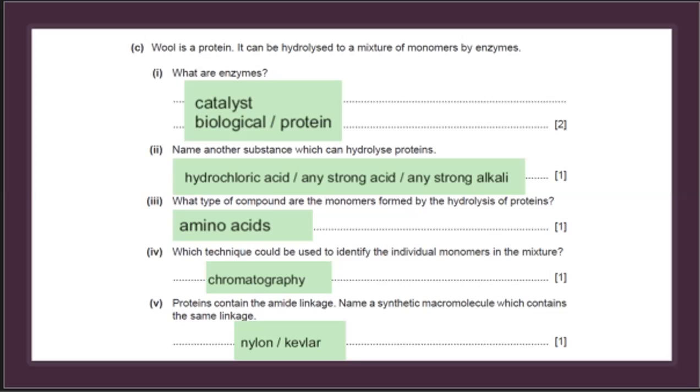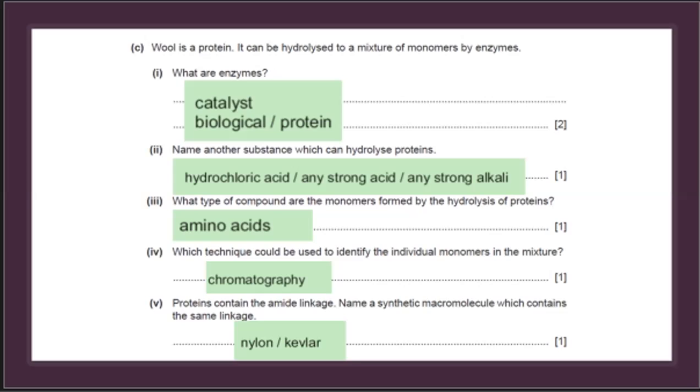Part 2, name another substance which can hydrolyze proteins, a strong acid or a strong alkali, right? Hydrochloric acid or strong alkali, sodium hydroxide, they can hydrolyze proteins.